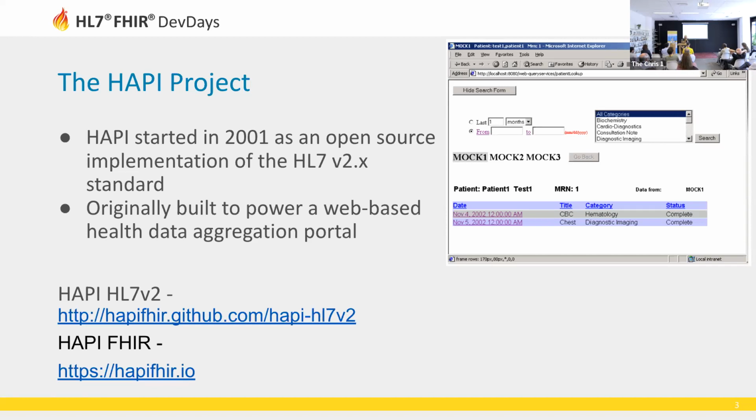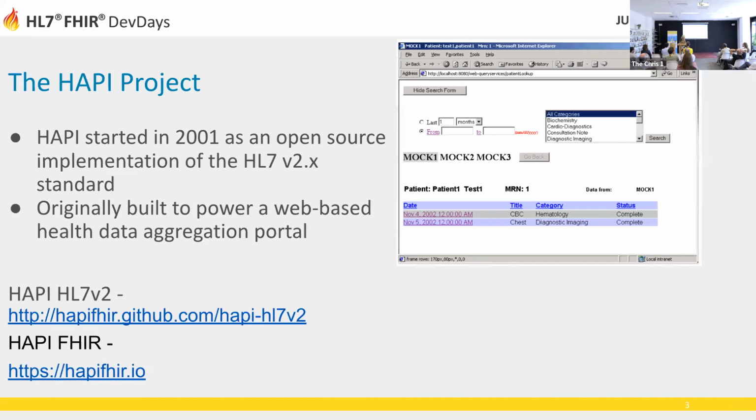And in those days, that was the only way you could get data in and out of EMRs: HL7 version 2. So we started an open source library, and the rest is history. FHIR came along. We thought, this looks cool. Let's do a FHIR library. And it turned out it was cool, I guess.